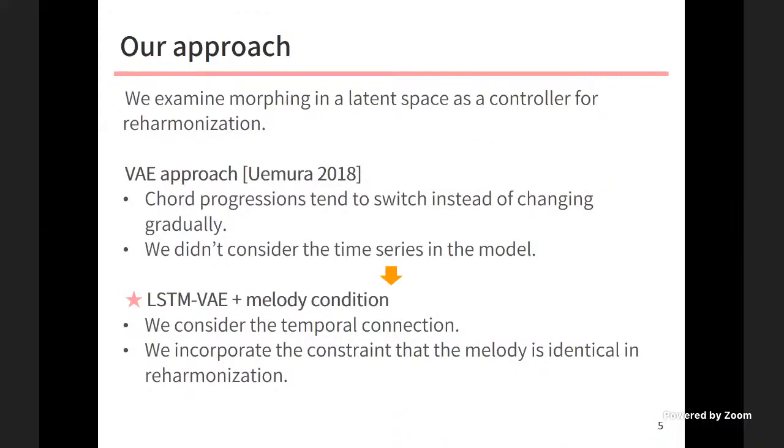Therefore, we examine morphing in a latent space as a controller for reharmonization. Our old study proposed a VAE approach. However, chord progressions tend to switch instead of changing gradually because we didn't consider the time series in the model. We improved this using LSTM VAE and melody condition. We consider the temporal connection. Also, we incorporate the constraint that the melody is identical in reharmonization.